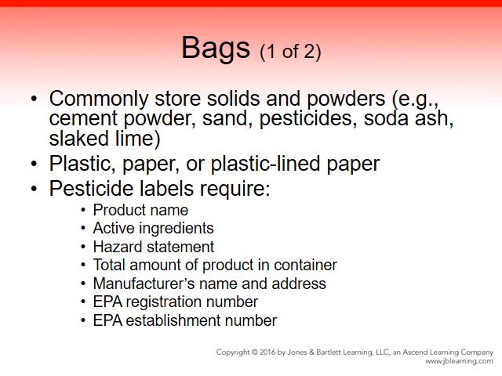Bags. These are commonly used to store solids and powders, such as cement powder, sands, pesticides, soda ash, slag, lime, etc. They are traditionally plastic, but they can be paper or plastic-lined paper. They do have pesticide label requirements, such as product name, active ingredient, hazard statement, total amount of product in the container, manufacturer's name and address, EPA registration number, EPA establishment number.